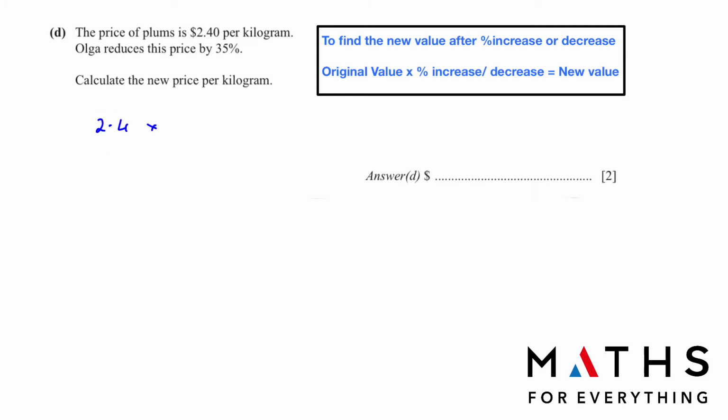2.4 multiplied by... 35% is the decrease. So what is the multiplier? What value do we use? We take 100 minus 35 divided by 100. It's 0.65. So multiply by 0.65 will give you the new value. And if it was an increase, this is our new value. If it was an increase, instead of a minus here, we will have put a plus.